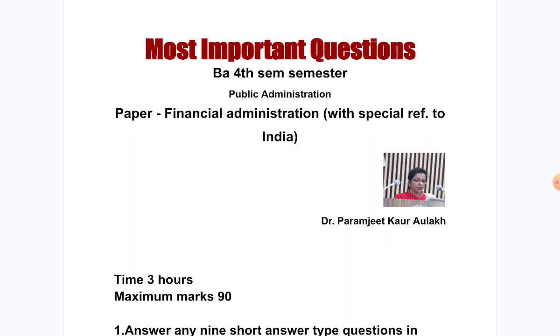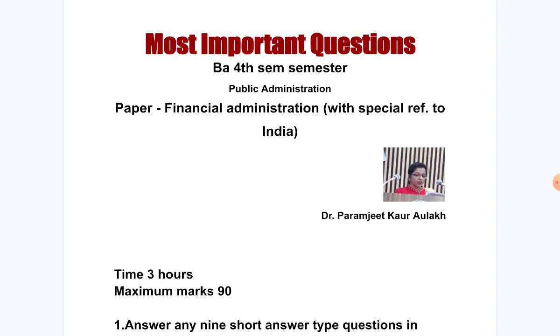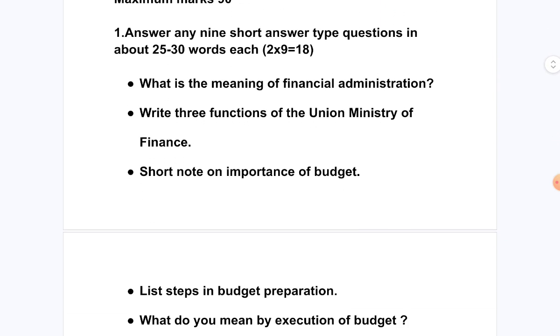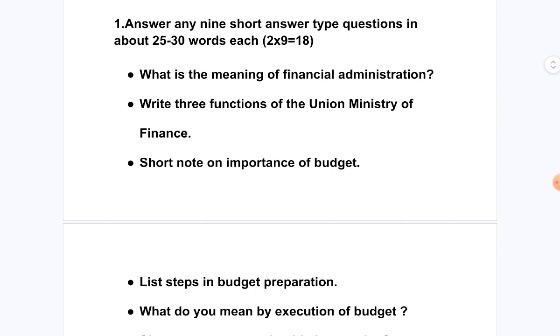Public Administration, and paper is Financial Administration with special reference to India. Time allowed is 3 hours and maximum marks are 90. Question number 1. Answer any 9 short type questions in about 25 to 30 words each. 2 marks for each answer.